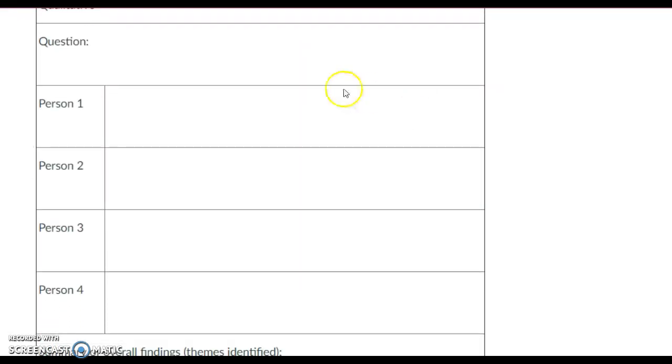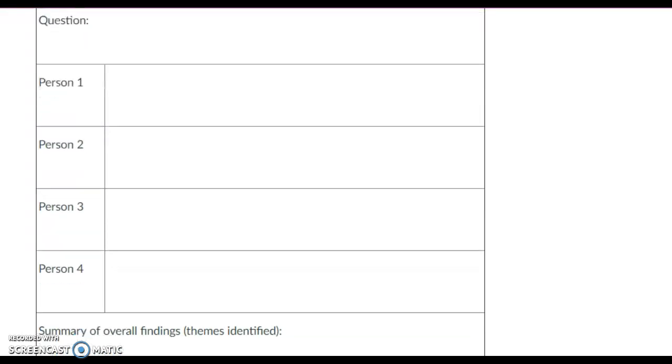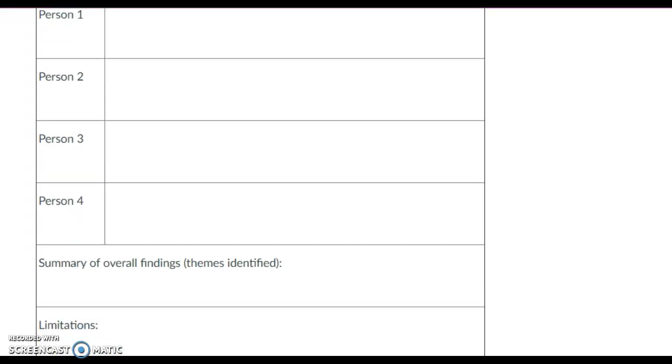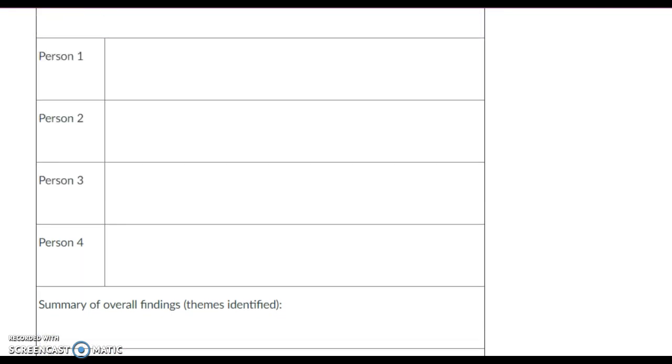So if we go back down to the qualitative portion, what was your question, and what were some of the responses you got? It doesn't need to be a full transcript word for word, but bullet point a bunch of themes that popped out, a bunch of things that they stated. And then, looking over the responses you got from those people, what's an overall finding? Let's say, for example, that your open-ended question or statement is, tell me about your favorite vacation.